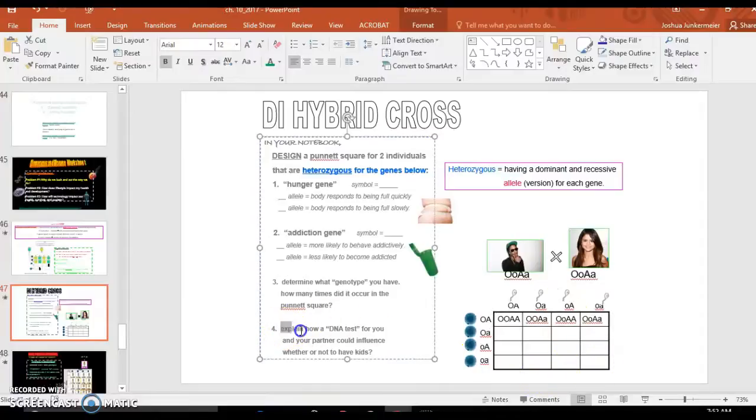And then finally, explain how a DNA test for you and your partner can influence whether or not you have kids. So what that means is, if you could find out what the likelihood of your child being overweight, skinny, an addict, or non-addict, if you knew what your chances are with your partner, what your offspring would have, would that decide if you were going to have kids with them or not.